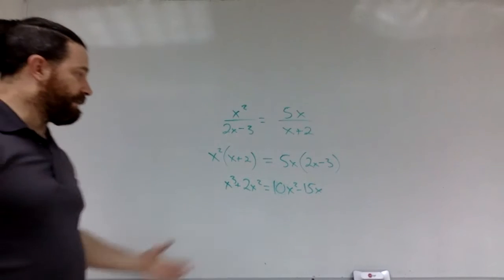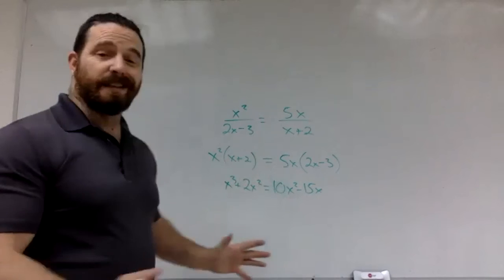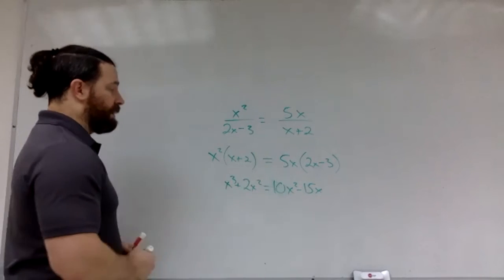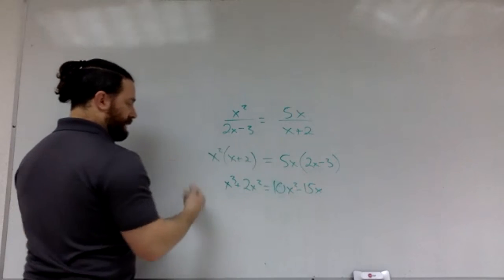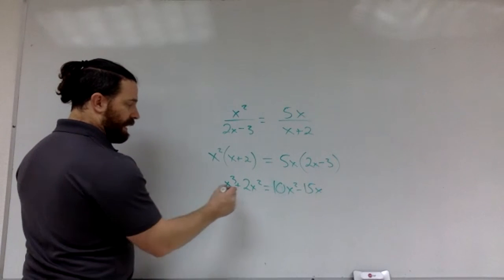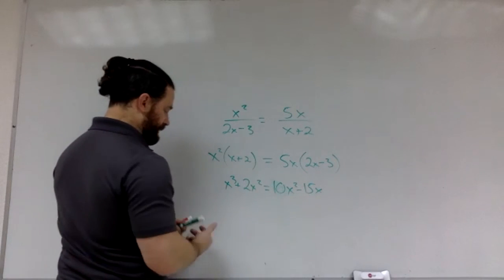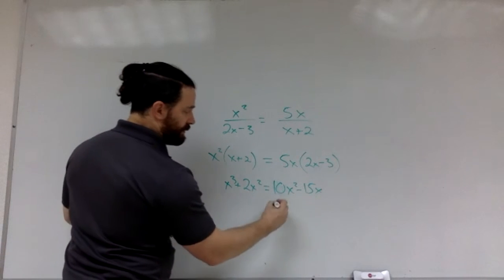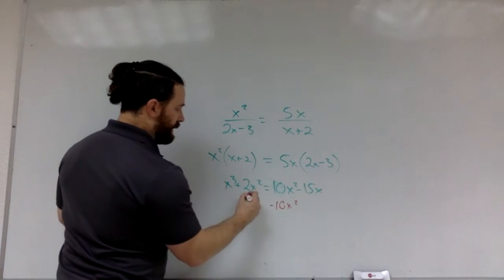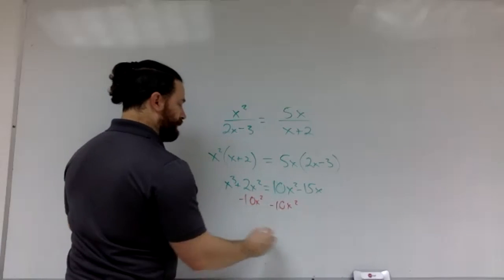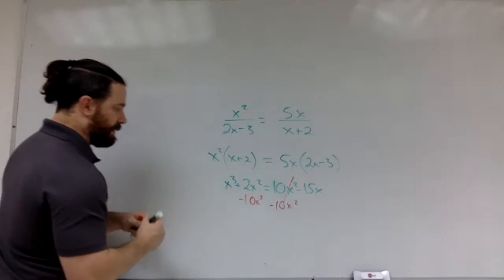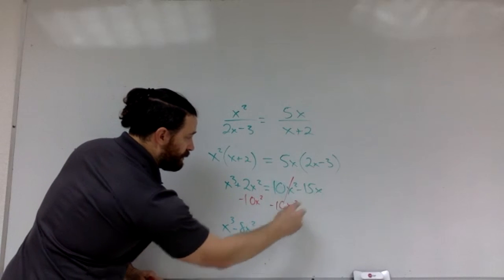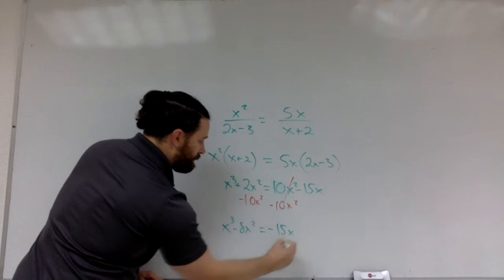From here, I got to get everything on the same side. So again, it doesn't matter. Pick the left, pick the right. It's going to work out the same in the end. I'm going to put everything on the right side this time. So I already have an x cubed over here. I need to cancel this guy. When I cancel this one, this will subtract with this one here. So minus 10x squared minus 10x squared. That cancels out. I'm left with x cubed minus 8x squared equal to negative 15x.